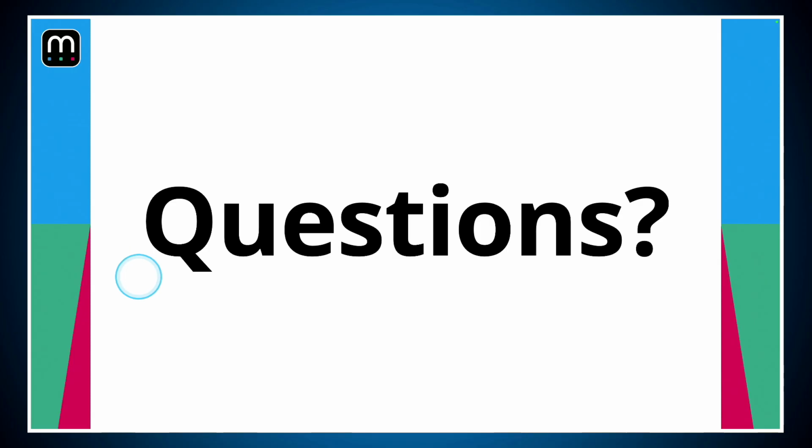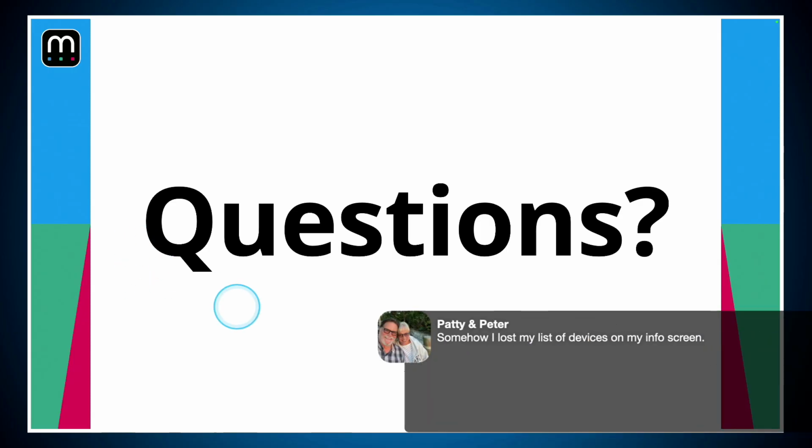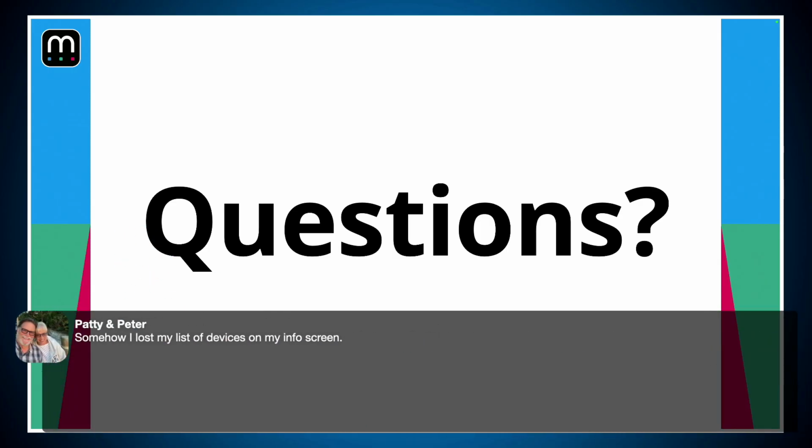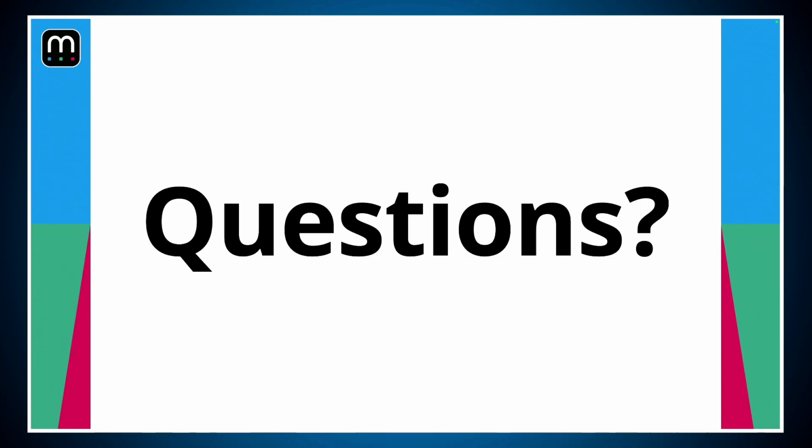All right. Patty and Peter, somehow I lost my list of devices on my info screen. So probably what you're going to look at there is making sure that you are in the everything space and that you're not in a workflow. So let me show you where that's at real quick.